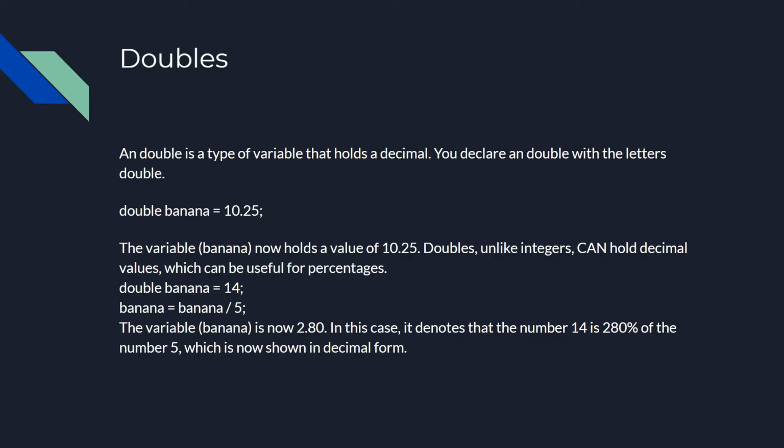Doubles are useful since you can use them for percentages, since dividing two numbers yields what percent of the divisor the dividend is. In this case, it denotes that the number 14 is 280% of the number 5, which is now shown in decimal form.